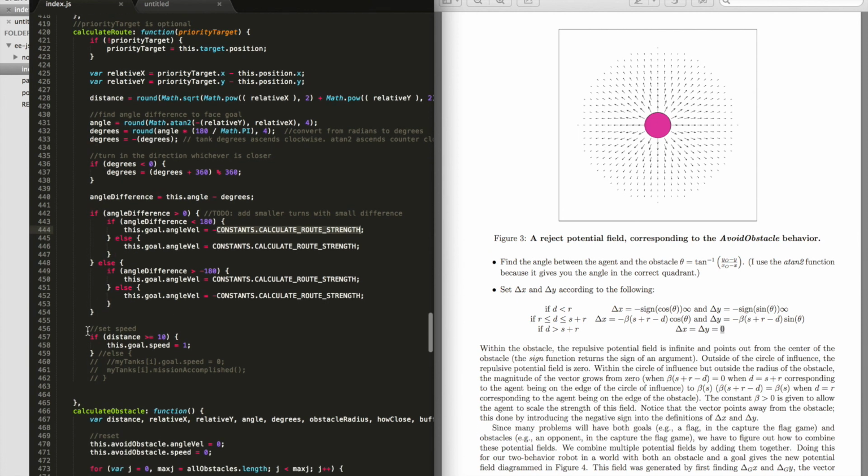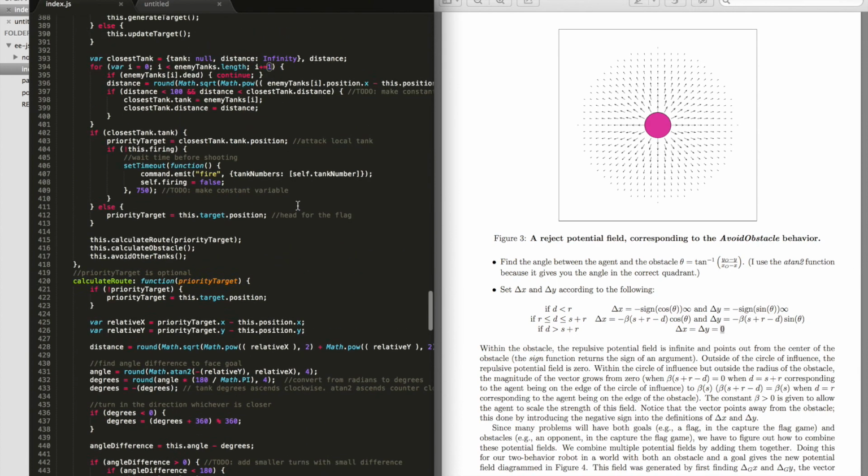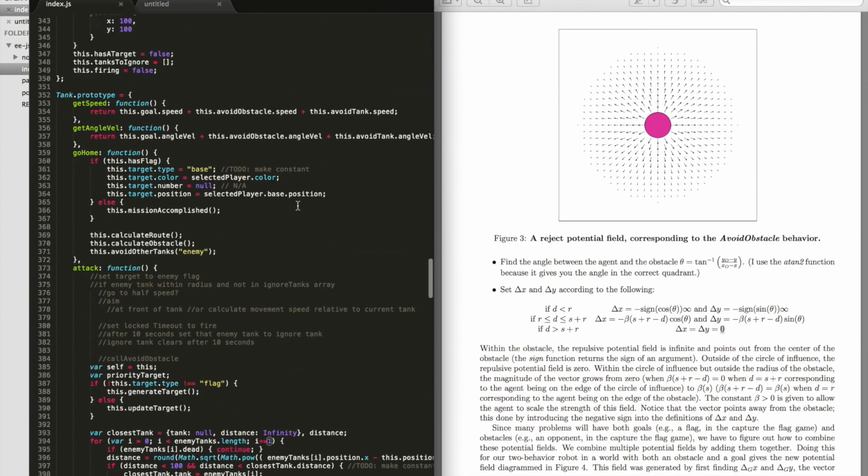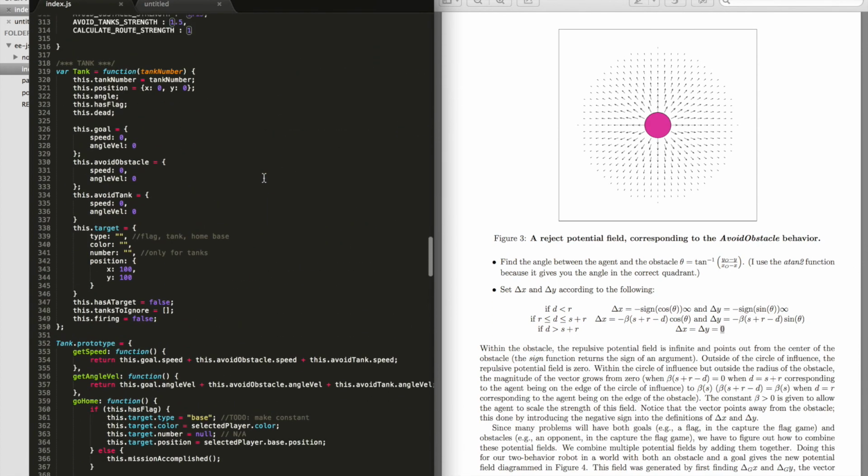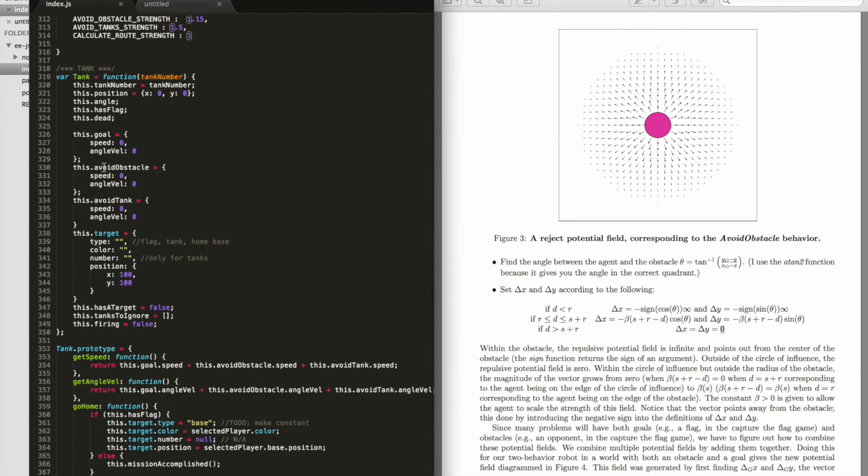And if we are greater than 10, then we keep going full speed. And if we scroll up to the properties of the tank objects, you will see there's three objects here. There's the avoid obstacle object, there's the avoid tank object, and there's the goal object. And each of these objects have two primitives inside them. There's the speed, and there's the angle velocity.